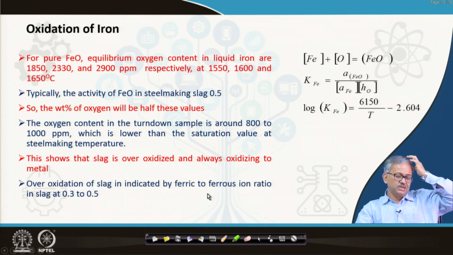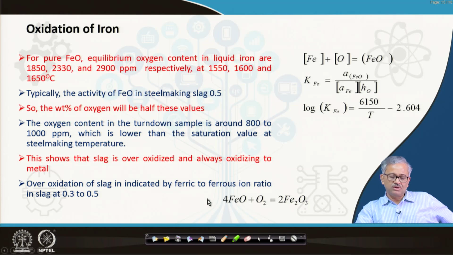How? This is the reaction you can consider: FeO plus oxygen forming Fe2O3. This reaction will take place, and there is evidence also. If you look at steelmaking slag, you can find the Fe3+ to Fe2+ ratio, the ferric to ferrous ratio, is of the order of 0.3 to 0.5. That means it is not only in the ferrous form, FeO. It is in the form of Fe2O3 also. And that means this reaction goes on there.